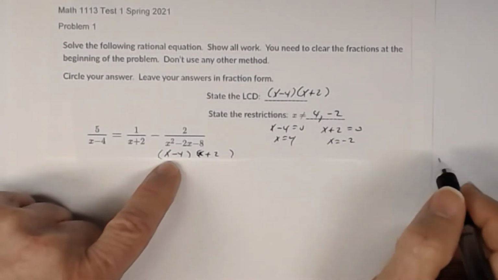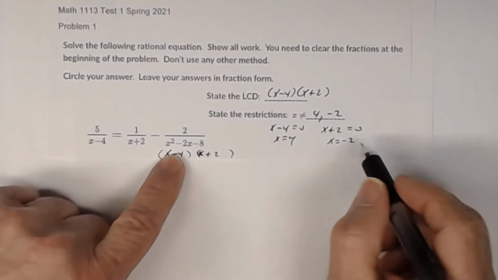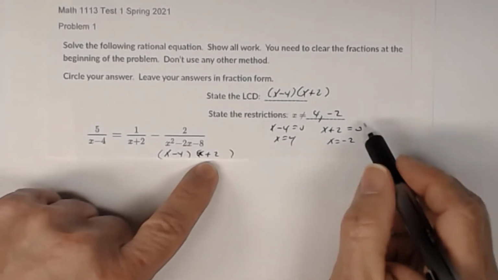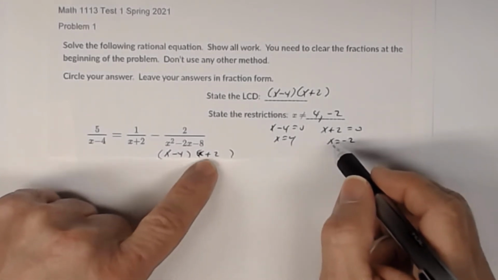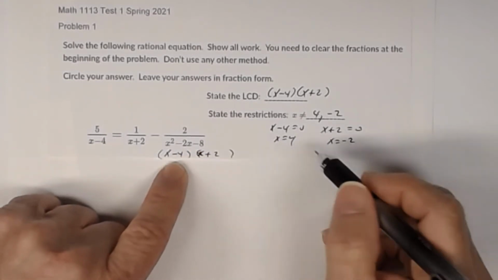Then remember, you got to go to each of those factors in all your denominators. x minus 4 I already did. x plus 2 I've already talked about. All right, so x plus 2 is going to be 0 when x is negative 2. x minus 4 is going to be 0 when x is 4.